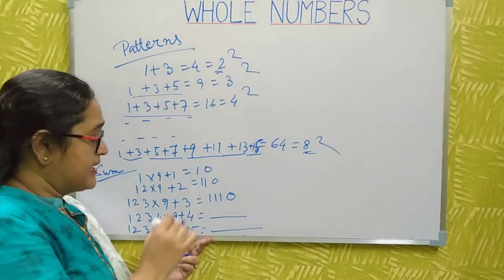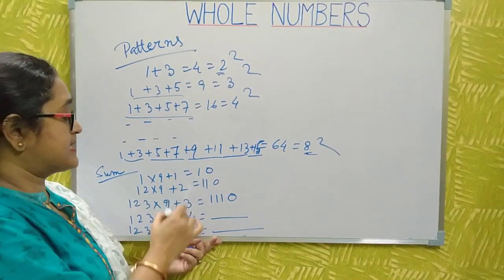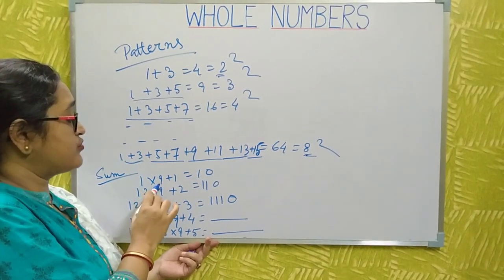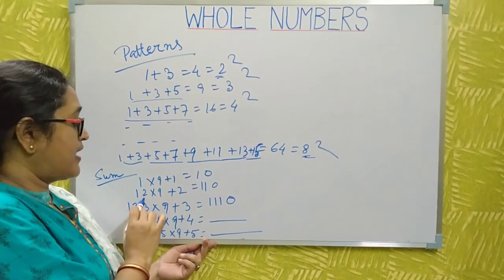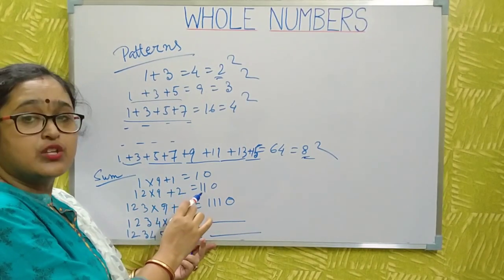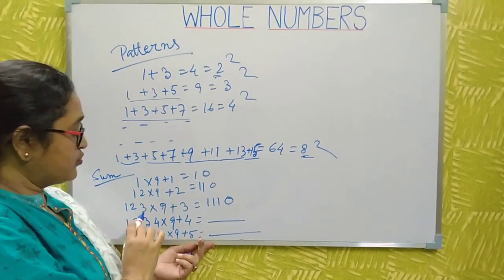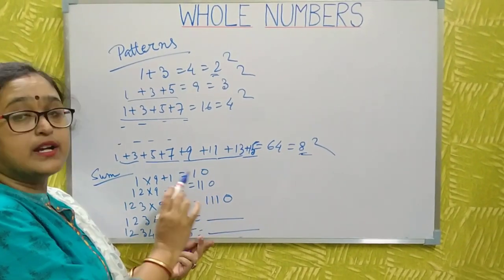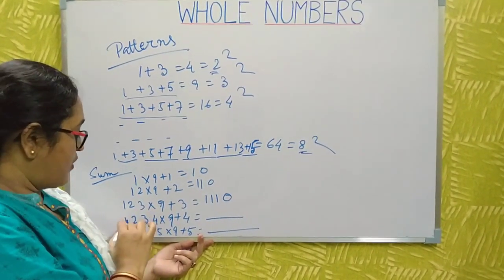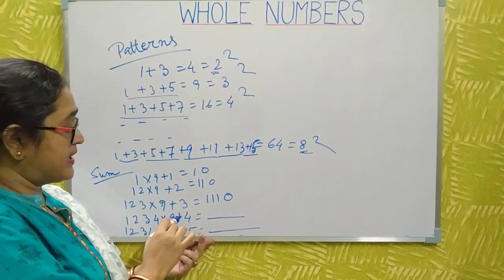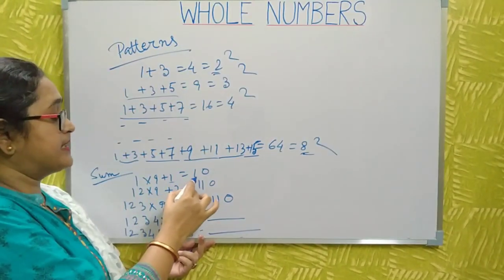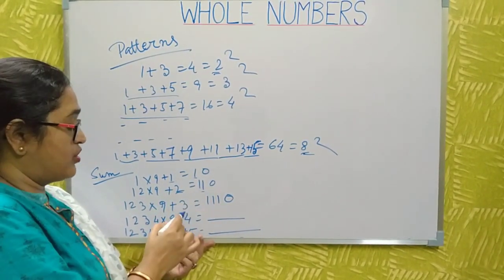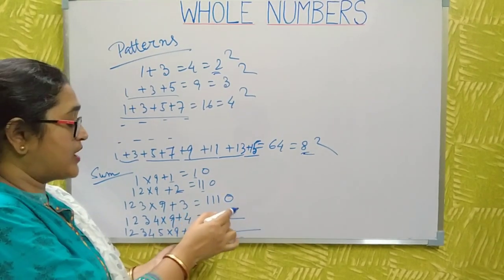This is the pattern. Now I give a question. Discuss the question also. This is another pattern. This is 1 into 9 plus 1 is 10. 12 into 9 plus 2 is 110. And 123 into 9 plus 3 is 1110. Then 1234 into 9 plus 4. Here is 1, then 1 and 0. Here is 2, then 2, 1, 1, 0. Then here is 3, 3, 1, 1, 0.